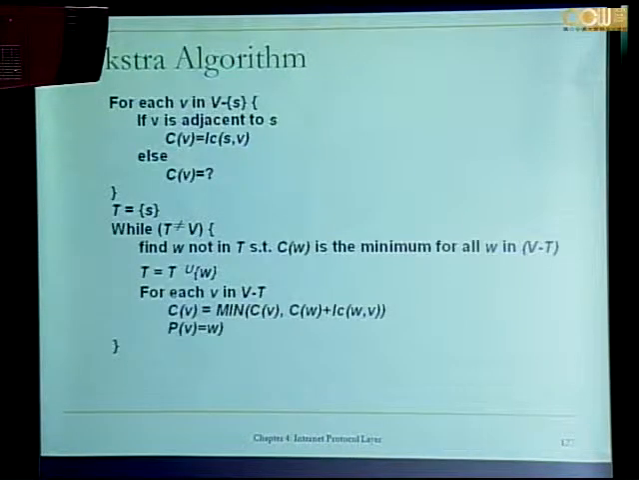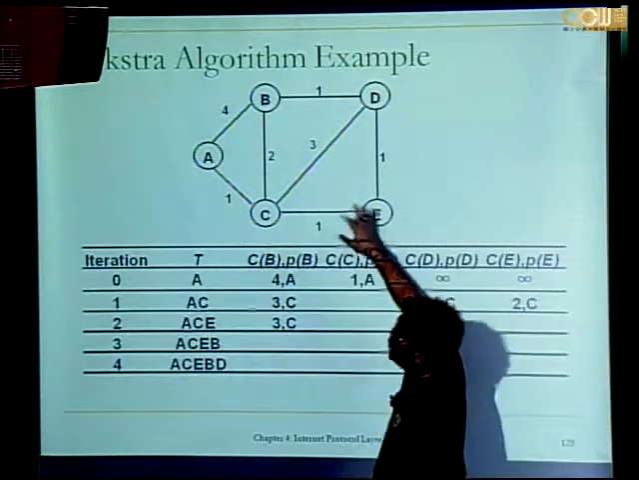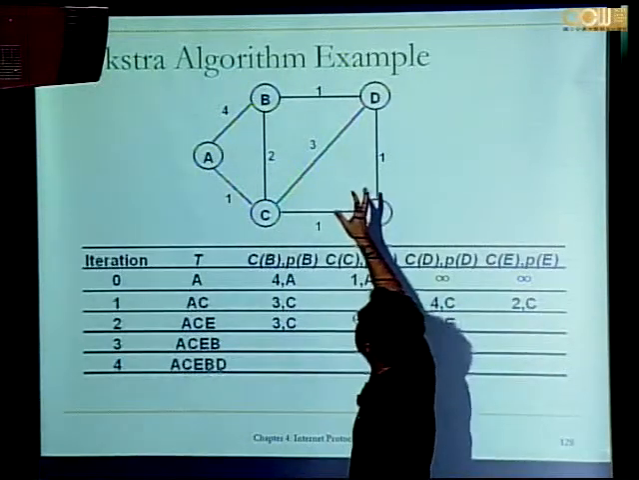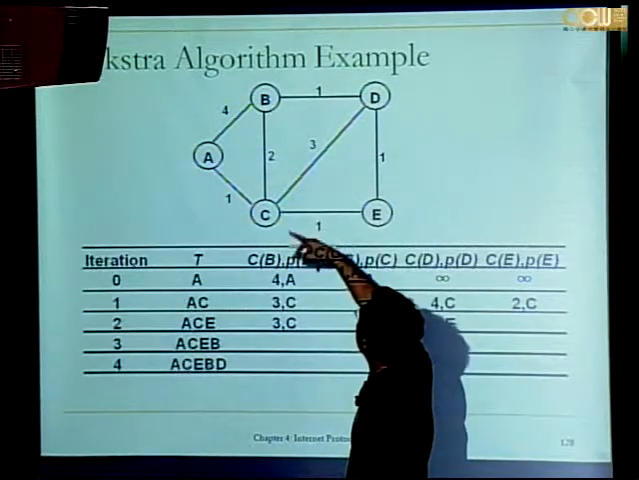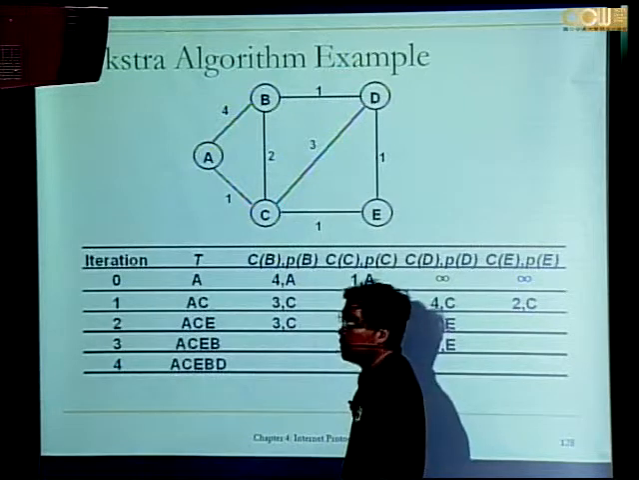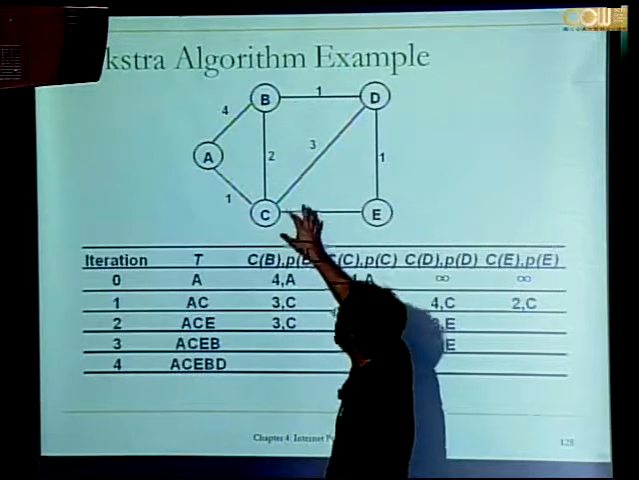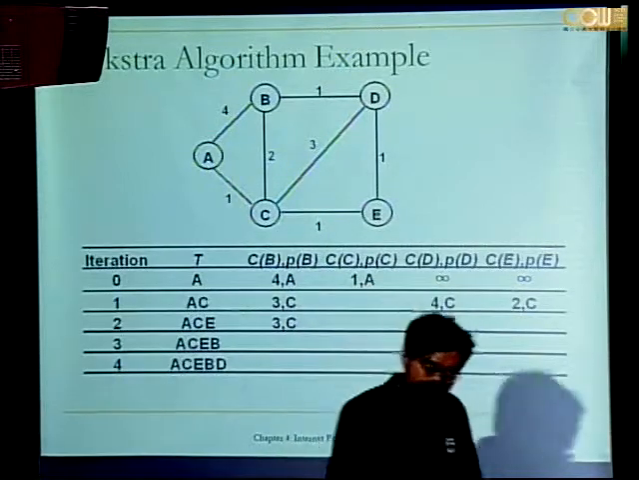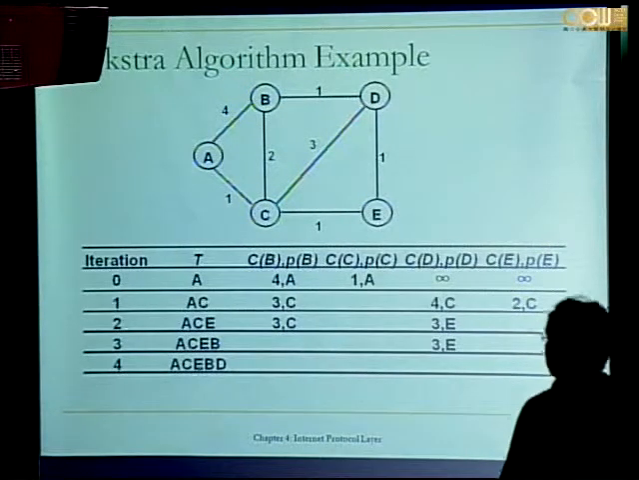So let's look at how Dijkstra works. Before I explain this, we look at an example. If every router broadcasts the link state, then every router will get the same figure, the same topology. So every one of these 5 routers will get the same topology if they broadcast the link state. Each of them broadcasts the link state, and they get the same figure.